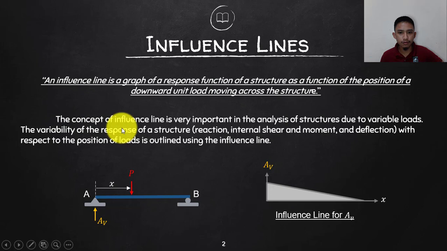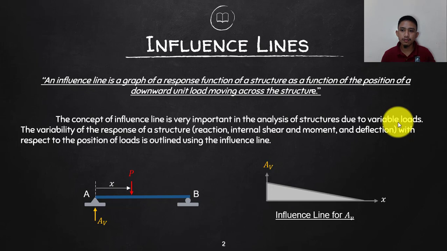So if we read this next paragraph, it says that the concept of influence line is very important in the analysis of structures due to variable loads. Since what we had in our previous modules were the dead loads or the permanent loads. Permanent loads will not change with respect to time. So that will be applied in that position to be considered for the analysis of the structure.